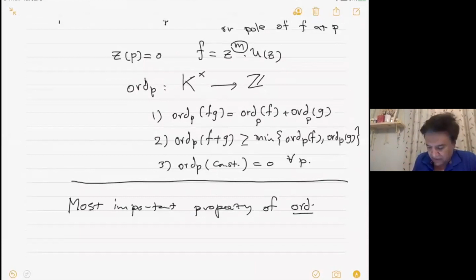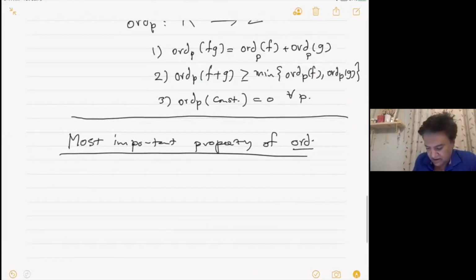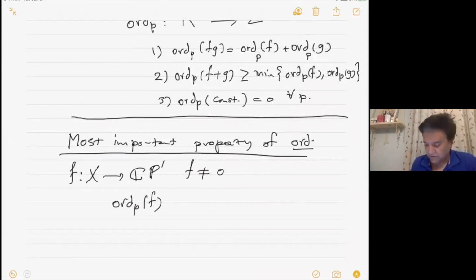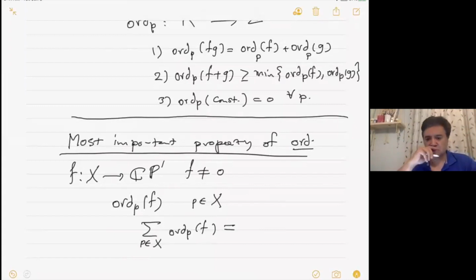If you give me f from X to CP1, which is not identically 0, then you can find ord_p(f) for different points p in X. Almost all of these numbers are 0, because the number of poles and zeros of a function is finite, because X is assumed to be compact. And therefore, I can add these numbers. Yes, that's a finite sum. And the property is that this sum is equal to 0.